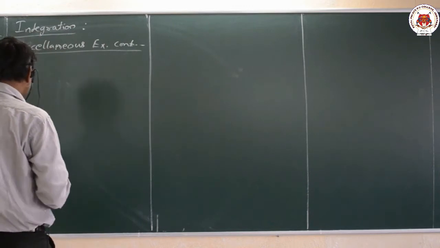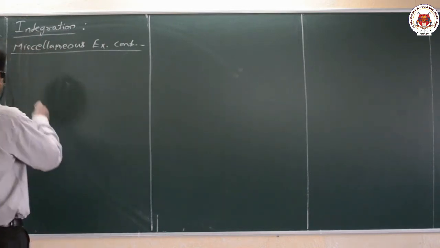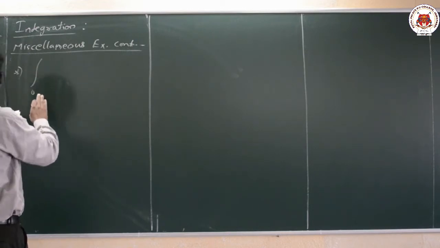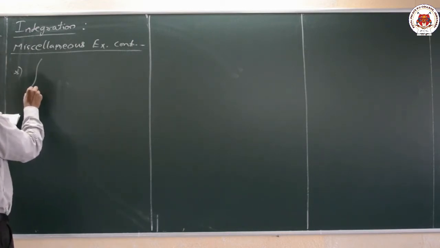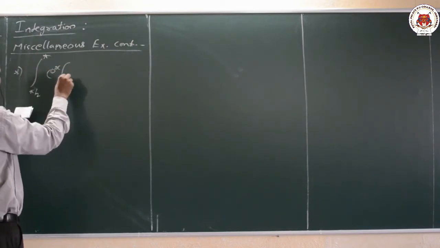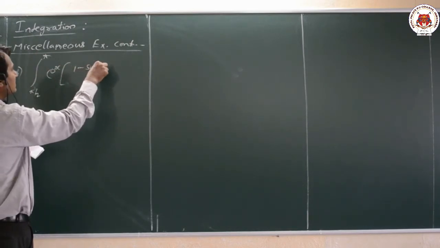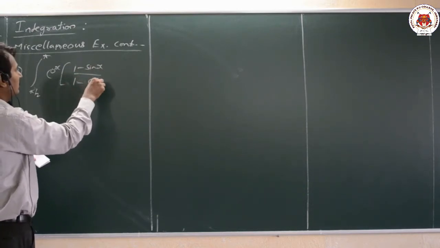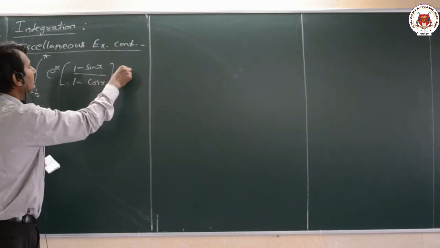Dear students, now let us start with the first problem. The first problem is very simple: the integral from pi by 2 to pi of e raised to x into (1 minus sin x) divided by (1 minus cos x) dx.